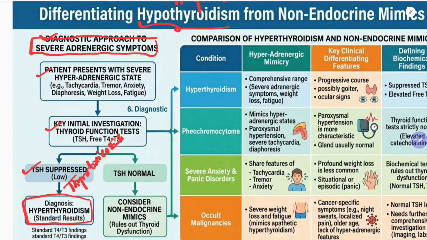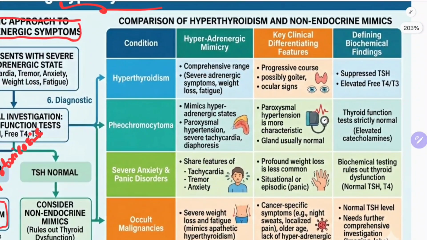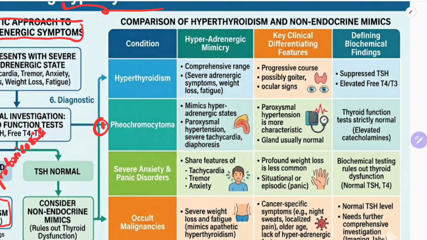There are three important things which should be considered if TSH is normal in thyroid function tests. What are those things? Number one is pheochromocytoma, an adrenal gland tumor. Number two is severe anxiety and panic disorders. Number three is occult malignancies. So these three should be in our mind if thyroid function tests are normal. Let us focus on the key clinical differentiating features.